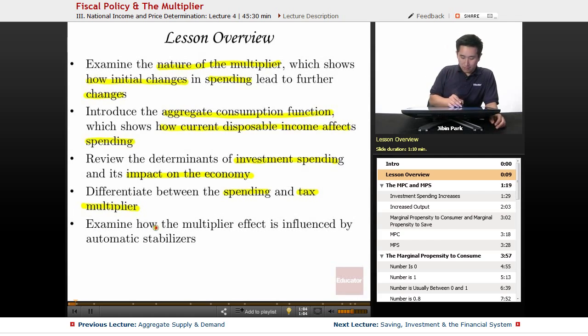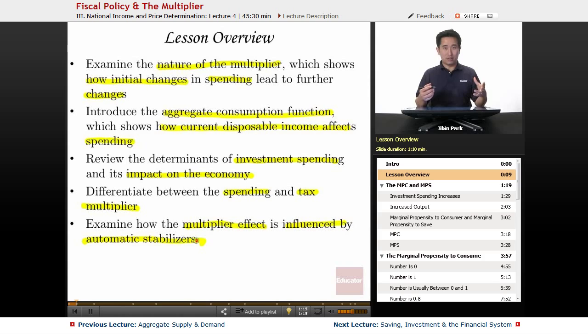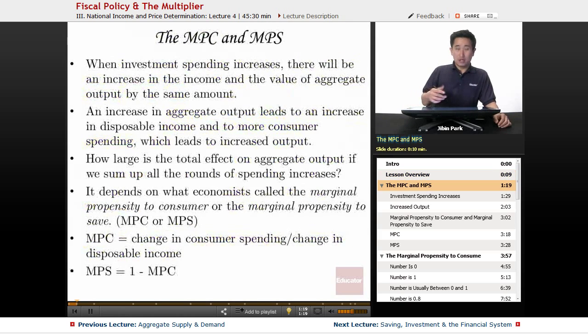And finally, we're going to examine how the multiplier effect is influenced by automatic stabilizers. So what automatic stabilizers make it such that there's kind of balance in fiscal policy. So let's go ahead and jump into it.